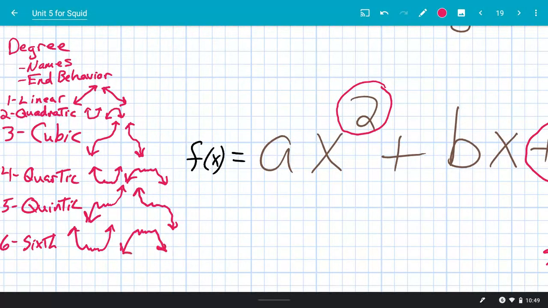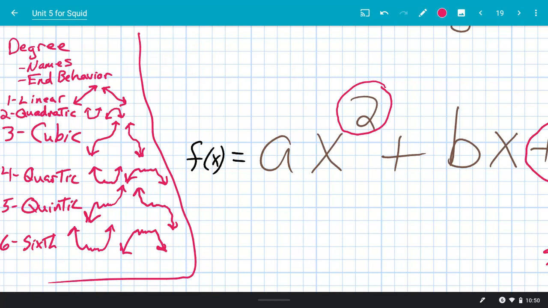We've already taken all of that information in notes previously this year, so I just want to give you a refresher. The degree names it and tells us its end behavior. Remember, if it's odd, it goes in opposite directions. And if it's even, the ends go together. They either open up or open down. Look, 2, 4, 6, 8 all have ends going together.